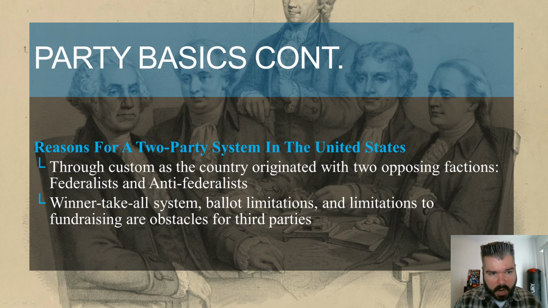So the reasons why we have this two-party system in the United States: through custom, as the country originated with two opposing factions. You may recall from previous lectures, we looked at the Federalists and the Anti-Federalists. To a degree, we are still facing those arguments: strong central government, i.e., strong federal government, versus states' rights, states having more autonomy. So we're still kind of having this argument, right? And from our history, we formed this two major party system.